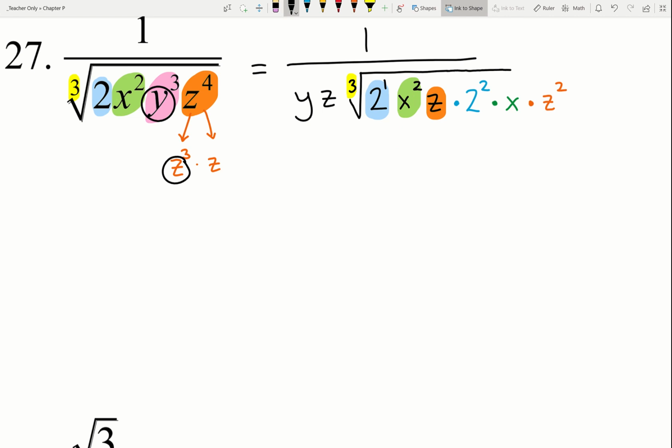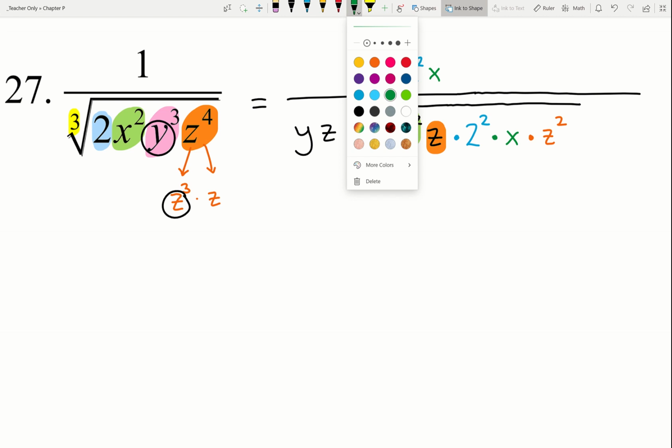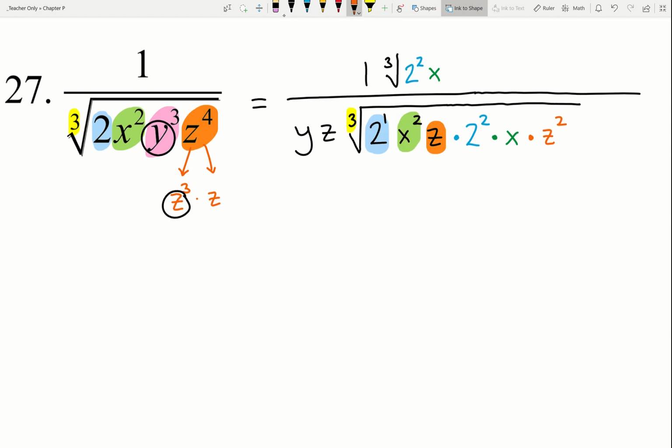And remember, when we dole out these loans, this is all underneath that cube root, so that when we go to the numerator, we're going to have to introduce that cube root. And I've got my ink to shape tool on, so that's why my writing is doing a bunch of weird things there. We're going to have to introduce those, right? So we introduced the cube root of 2 to the second, and then x, and then z to the second. Remember, these are the loans that I doled out in the denominator underneath that cube root, okay?